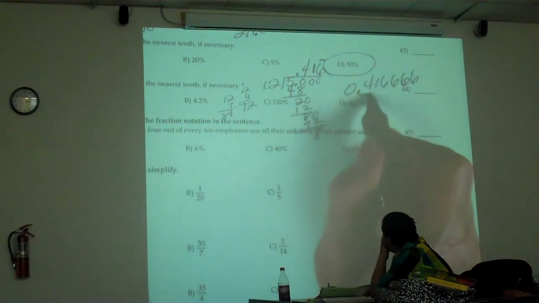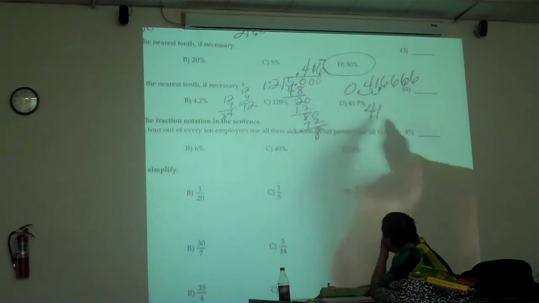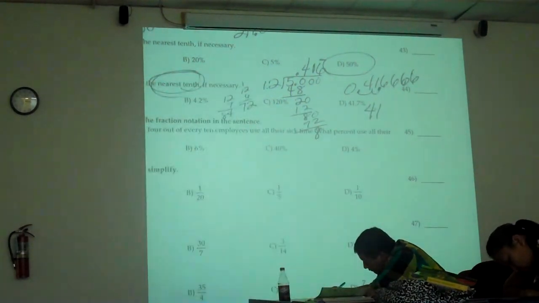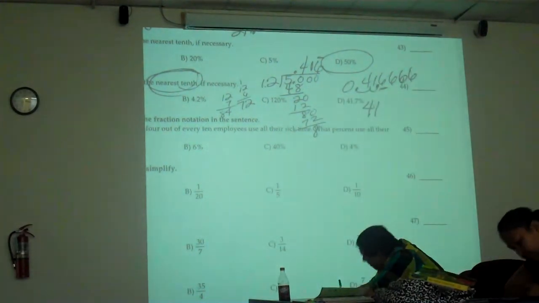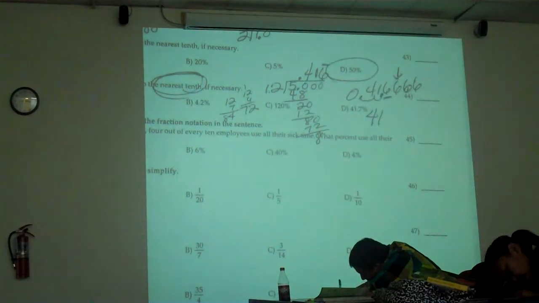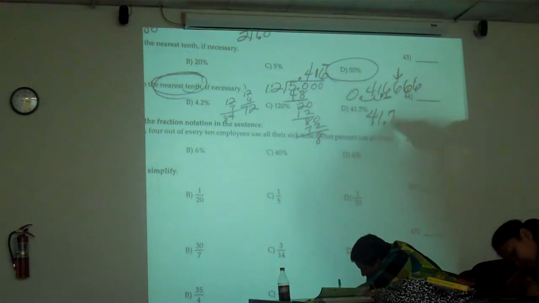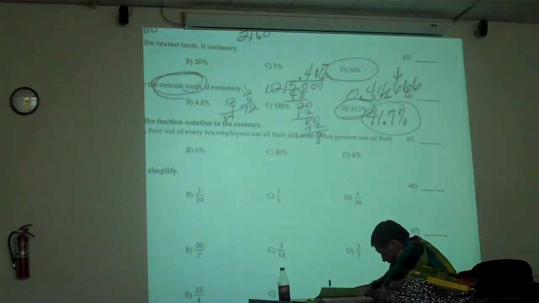We're going to have to move it twice to get the percent. So we have 41. And then what did it say to round to? Nearest 10th. That would be right there. Because of the 6 that follows it, we change the 6 to 7. 41.7%.